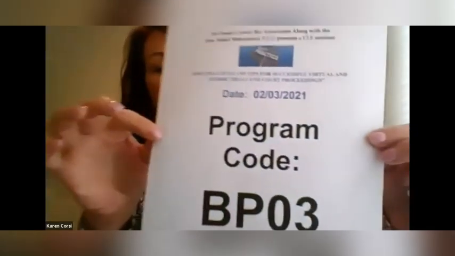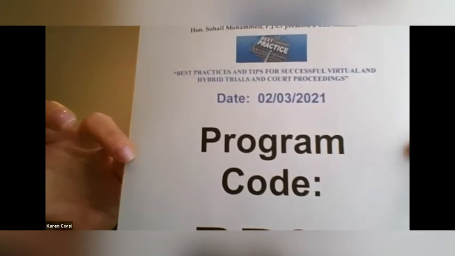I have to interrupt you. I'm sorry, I have to get a program code at this point. The program code is BP03. A little bit up, Karen, you have to pull. Yep, there you go. BP03. B as in boy, P as in Peter, 03 is the program code.